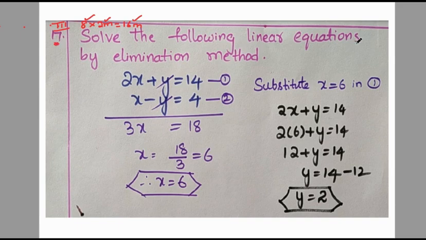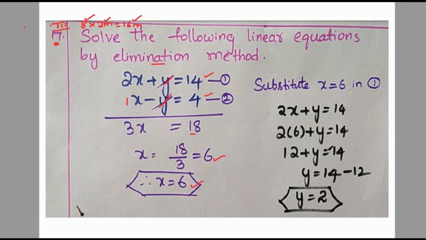17th question. Solve the following linear equations by elimination method. 2x plus y is equal to 14. 2x minus y is equal to 4. As the method itself says elimination, we have to eliminate y. Plus y and minus y get cancelled. 2x plus 1x is 3x. 14 plus 4 is 18. So x is equal to 18 by 3, which is 6.